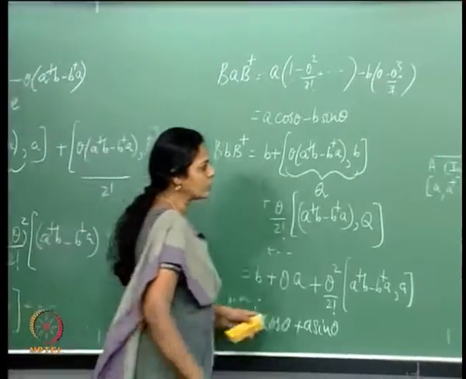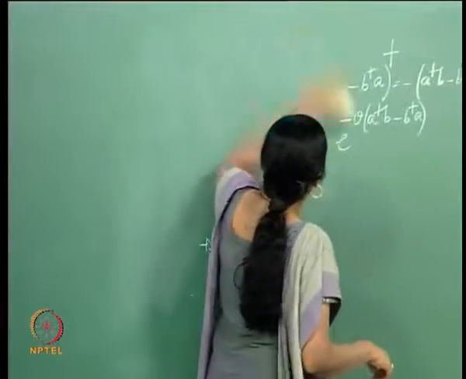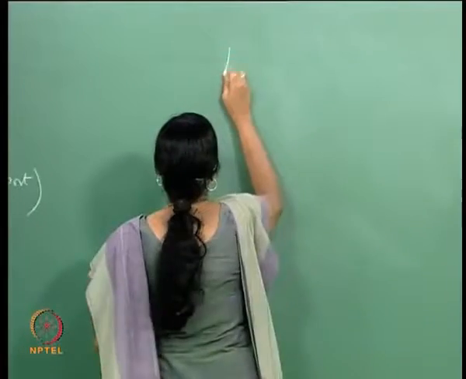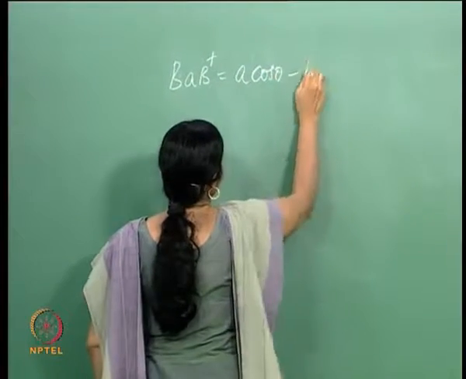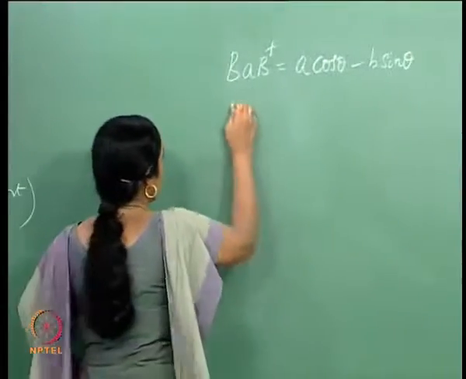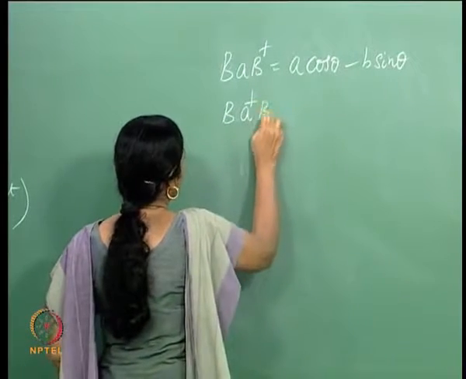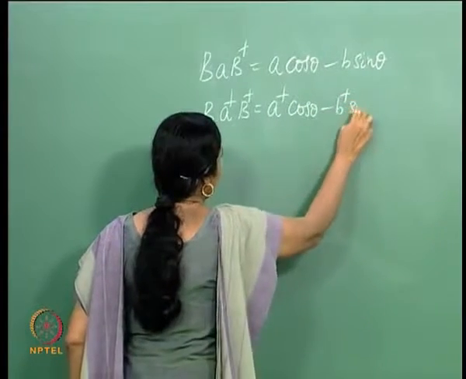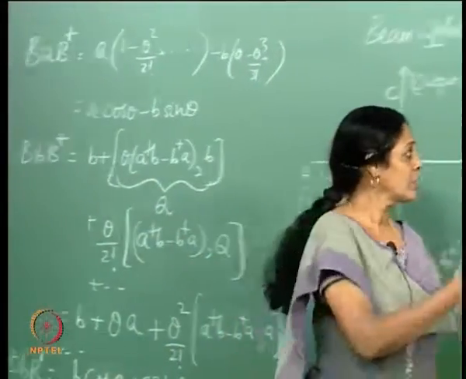So, this is what we have for the action of the beam splitter. So, let me put that down. I have B A B dagger is A cos theta minus B sin theta. This is the effect of the beam splitter on A, and therefore, B A dagger B dagger is A dagger cos theta minus B dagger sin theta. I can take the Hermitian conjugate, or I can work it out again once more, and this is what I would get.